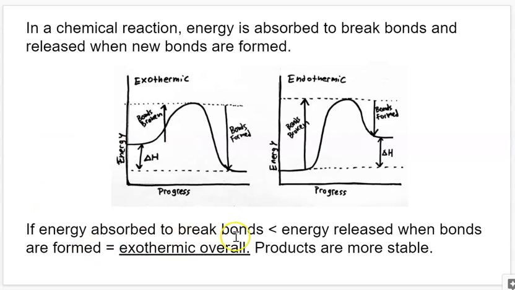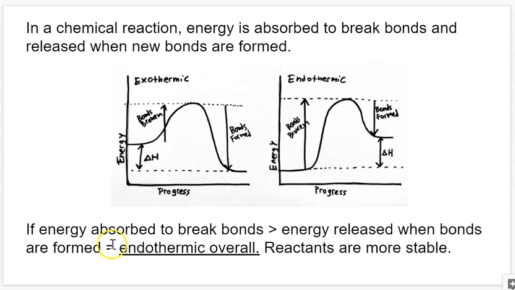If the energy absorbed to break the bonds is less than the energy released when bonds are formed, that's going to be exothermic overall because the net difference is going to be a loss in energy. That also means that the products are more stable. They're more comfy. They're at a lower energy. And for an endothermic reaction, if the energy absorbed to break the bonds is more than the energy released when bonds are formed, it's endothermic overall because the reactants are more stable and the net change in energy is positive.